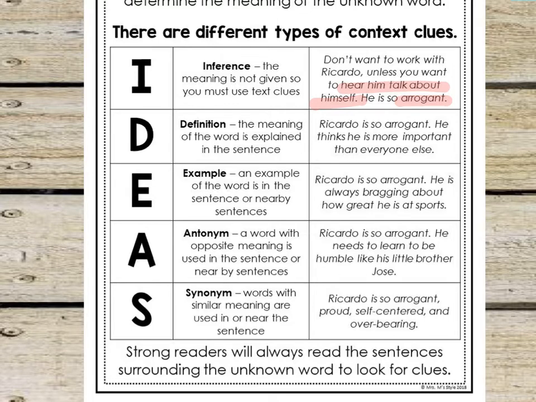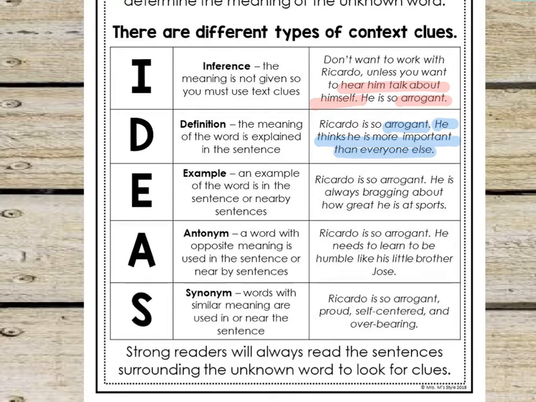The second type of clue is a definition clue. This is the meaning of the word, and it's explained in the sentence. So this is a little bit of an easier type of clue that often authors will give us. Ricardo is so arrogant. He thinks he is more important than everyone else. Look at that definition. It says arrogant, and then it says he thinks he's more important than everyone else. That is the definition of the word.